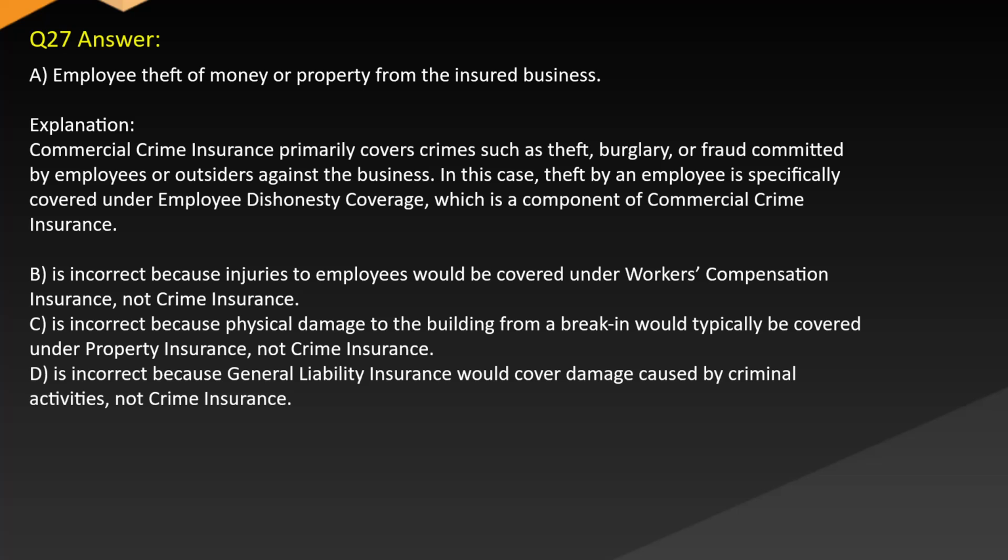Explanation: Commercial crime insurance primarily covers crimes such as theft, burglary, or fraud committed by employees or outsiders against the business. In this case, theft by an employee is specifically covered under employee dishonesty coverage, which is a component of commercial crime insurance. B is incorrect because injuries to employees would be covered under workers' compensation insurance, not crime insurance. C is incorrect because physical damage to the building from a break-in would typically be covered under property insurance, not crime insurance. D is incorrect because general liability insurance would cover damage caused by criminal activities, not crime insurance.